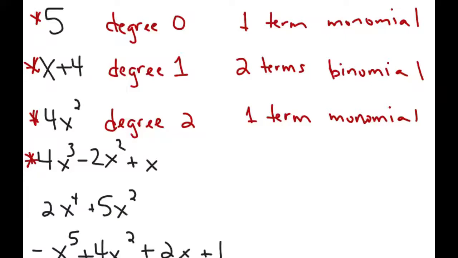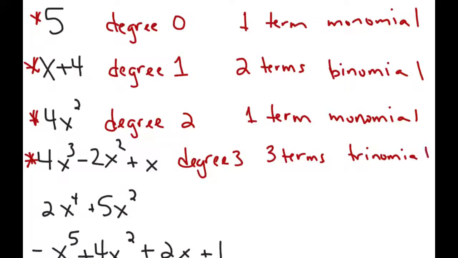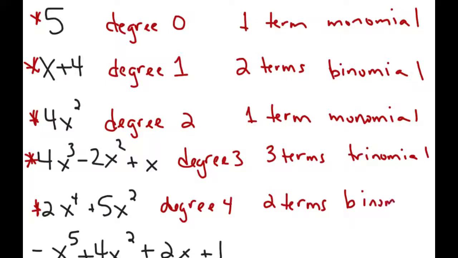4x cubed minus 2x squared plus x. That's degree 3. It has three terms, and it's a trinomial. 2x to the fourth plus 5x squared is a polynomial of degree 4. It only has two terms, so it's a binomial. The same thing applies as did with a monomial. It doesn't matter how many terms it has. The degree only depends on the biggest exponent.